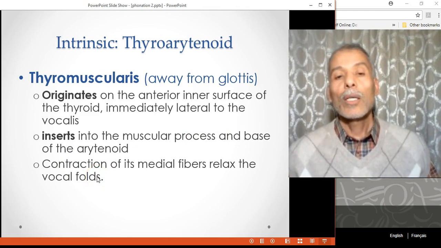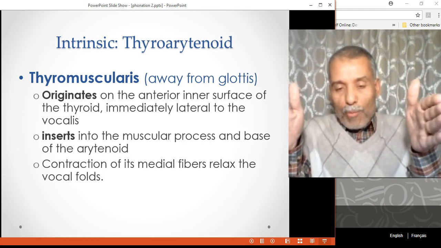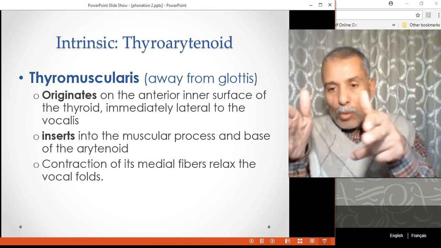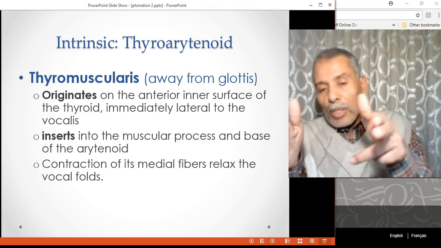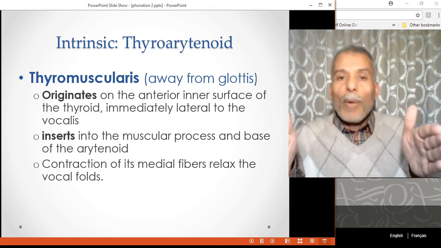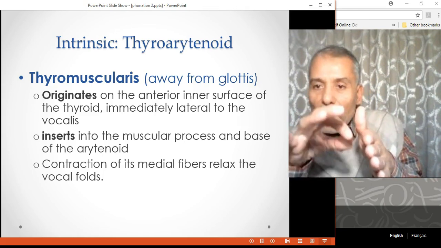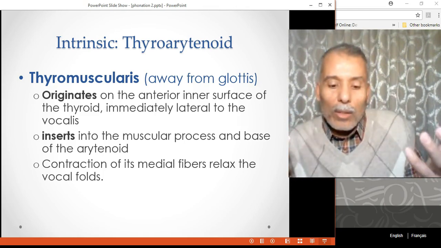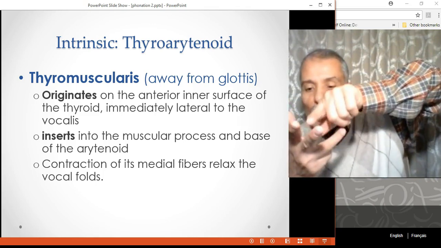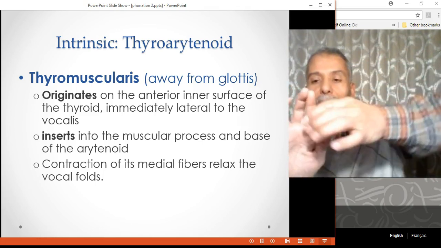When it contracts, the medial fibers contract. It's going to make the distance between the arytenoids and the anterior part of the thyroid closer by basically pulling a little bit on the arytenoids and bringing the arytenoids closer a little bit. By doing so, the thyromuscularis relaxes the thyrovocalis. Thyrovocalis doesn't do anything, but because this one contracts and because this one is joined with it laterally, when this one contracts to shorten, it will shorten the other one, whether it wants it or not.